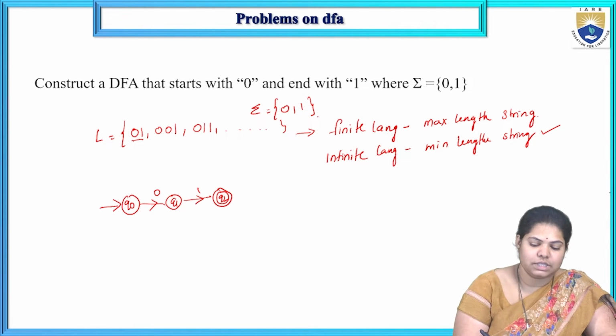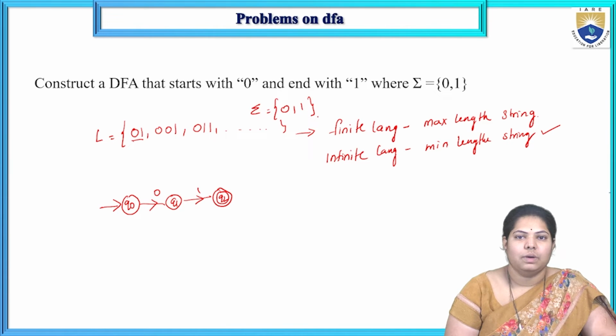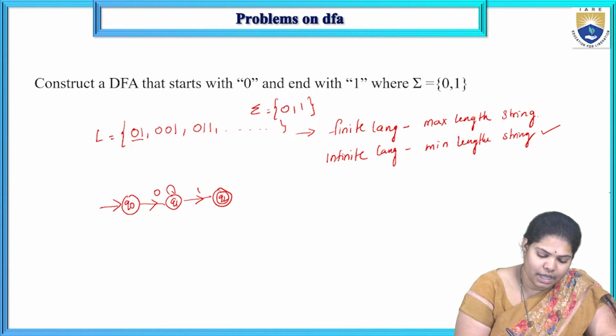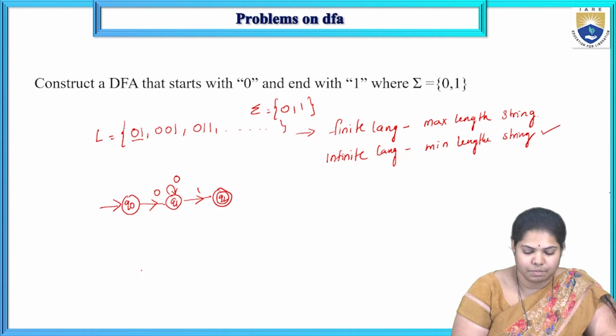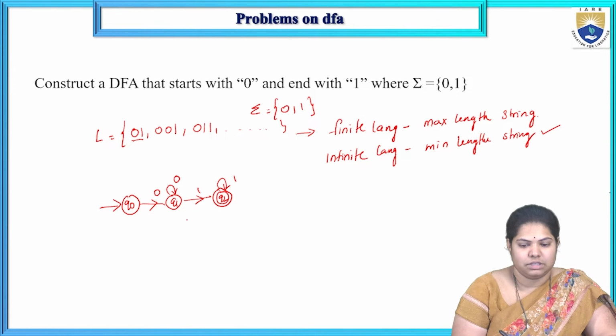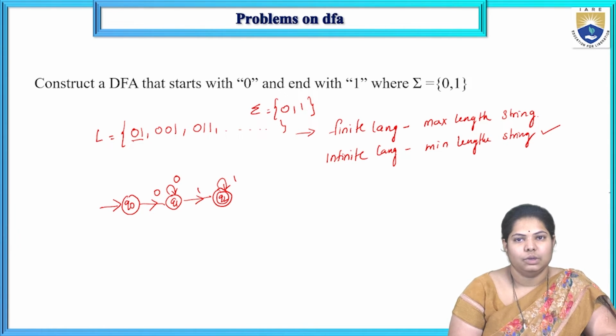As my question says, it should start with 0 and end with 1. So after 0, in between I can get any number of 0s, but at last it will end with the 1. After ending with 1, at the end I can get any number of 1s. Right? So this is the basic structure. That means, continuously, after the zeros, I am getting all the ones.